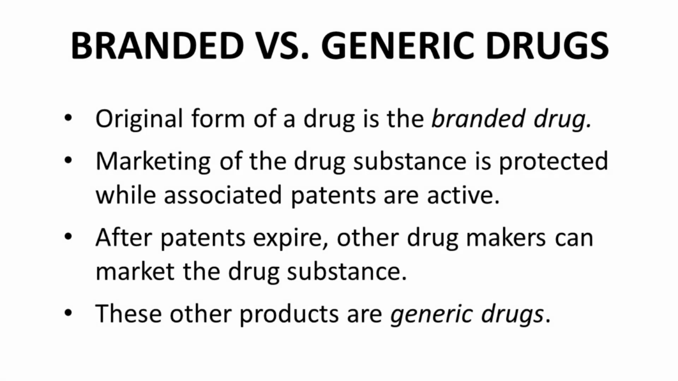The original form of a drug that is approved and marketed is the branded form of a drug. This branded form will be protected by some number of patents, composition of matter, formulation, etc., and will have exclusive marketing as long as those patents last. Once those patents expire, however, other drug makers will be able to market the same drug substance to patients. These later drug makers will market the generic form of the drug.